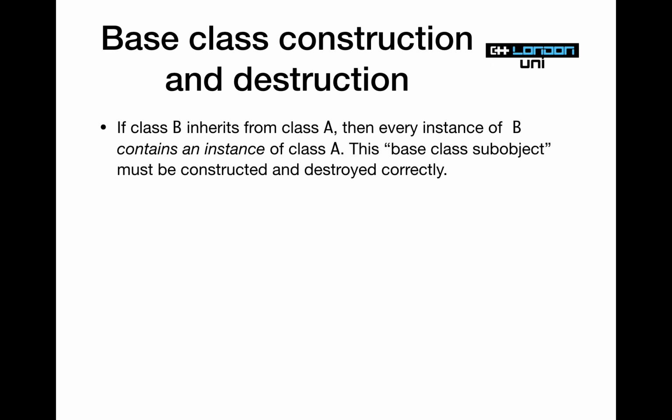So this part, the i and the f, this part within our derived, that's called the base class subobject, right? Because the memory layout within derived is exactly the same as it is for base. So in a very literal sense, an instance of derived contains an instance of base.